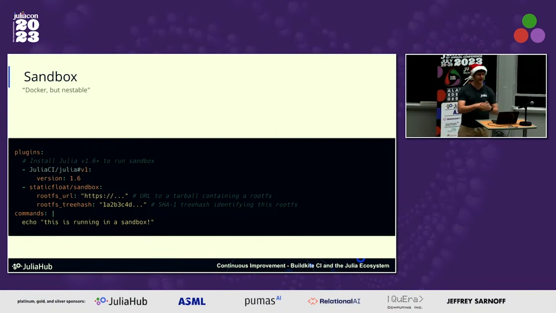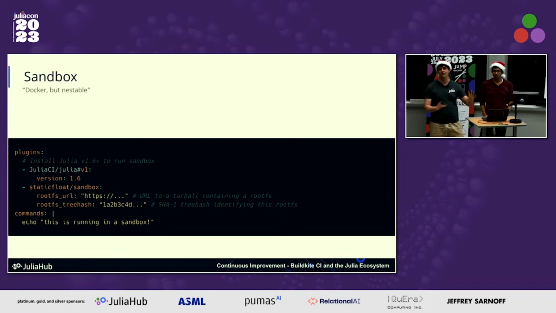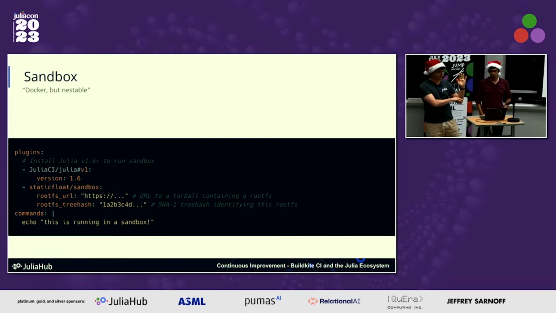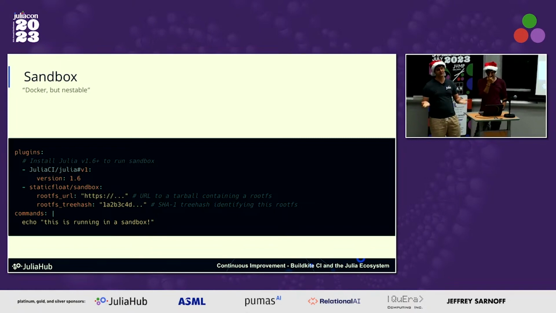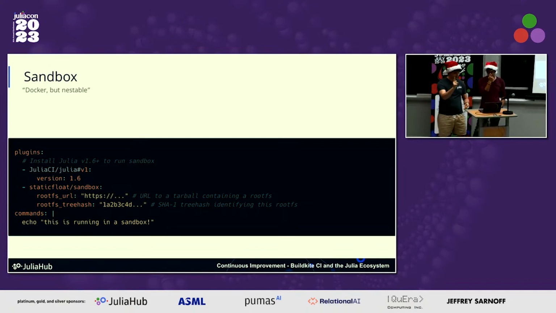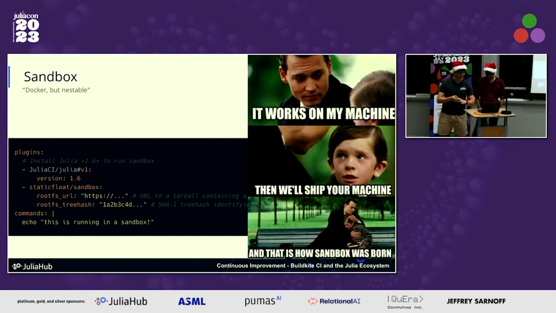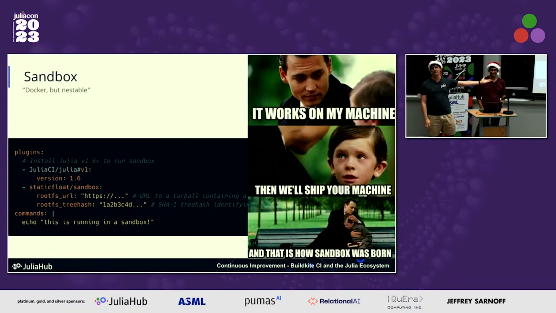And the idea here is that you have a rootfs image, which is a tarball that contains your entire environment that you want to be completely reproducible from run to run. You have a tree hash that identifies it. And then all the commands from there on run inside of that sandbox. Don't ask us how the rest of the commands run inside there, because Buildkite does not have this capability natively, but through the use of glorious hacks, it does. And so this is basically how Sandbox was born, right?